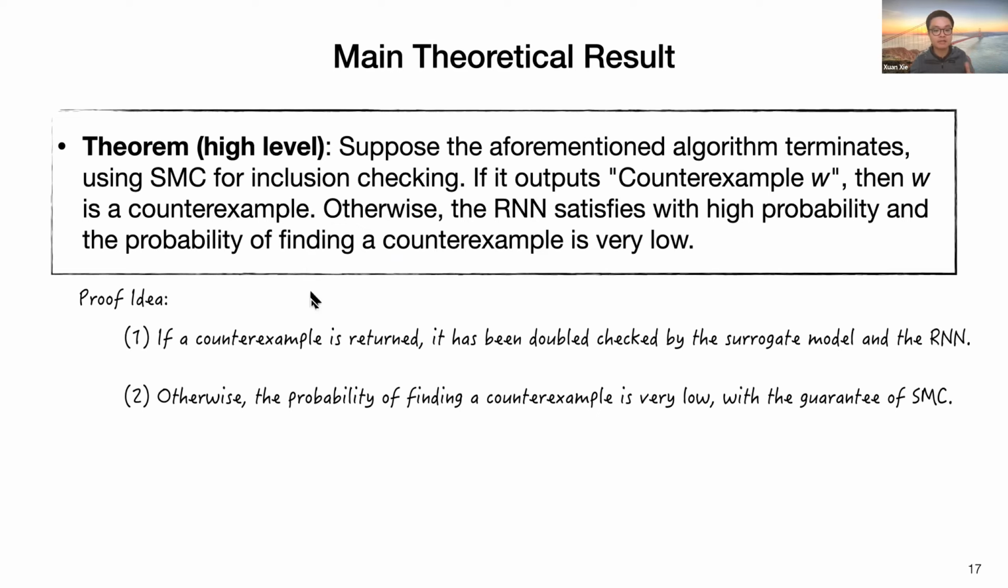The proof idea is basically two-part. If a counterexample is returned, it has been checked using the surrogate model and the RNN, so it is indeed a real counterexample. On the other hand, if no counterexample is found, based on the guarantee of statistical model checking, we can claim that the RNN satisfies the property. The interested reader can refer to our paper for more details.